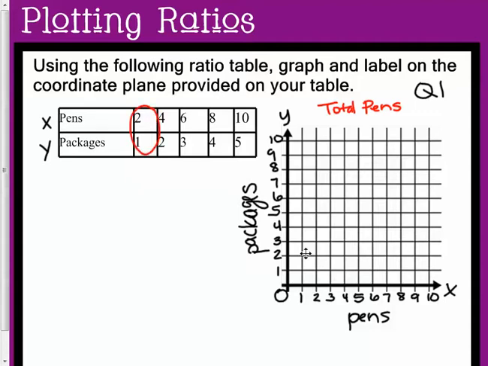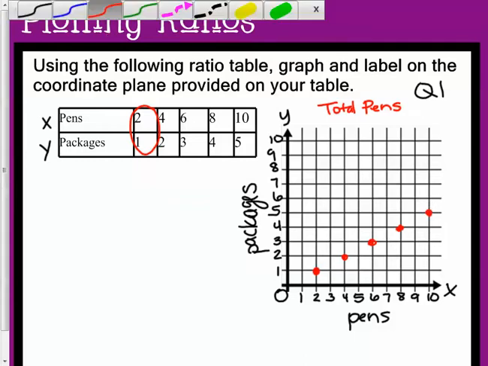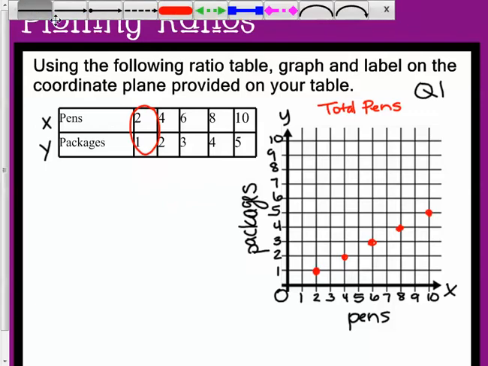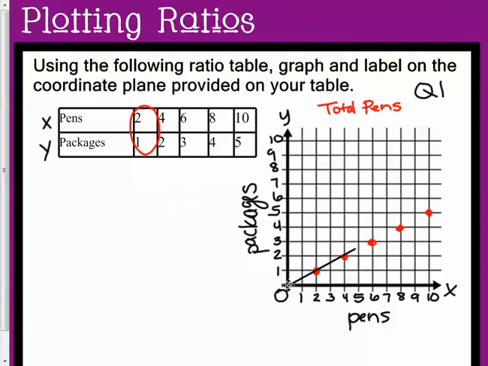So now let's plot this one. If I have 2 pens, I have 1 package. If I have 4 pens, I have 2 packages. If I have 6 pens, I have 3 packages. 8 pens, 4 packages, and 10 pens, 5 packages. So this is traveling up at a constant rate. So I'm going to use a ruler and I'm going to make a perfectly straight line.